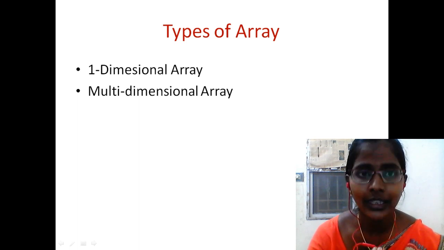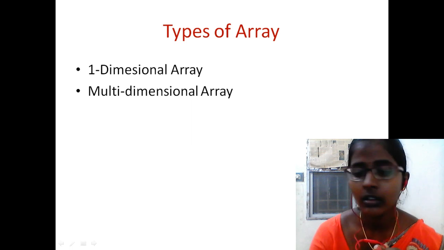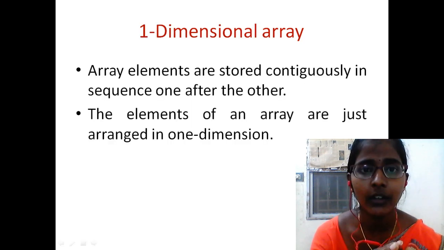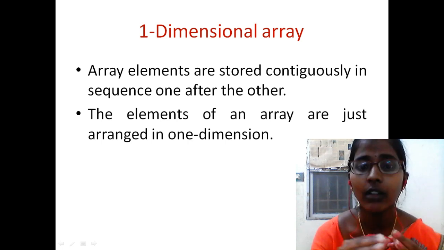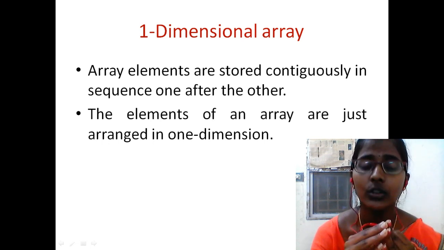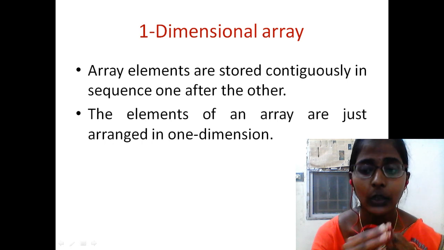An array has two types: one is the one-dimensional array and the other is the multi-dimensional array. A one-dimensional array is nothing but array elements stored continuously in a sequence, one after another. That is nothing but a list form. So the elements of an array are just arranged in a one-dimensional way. So the list will be given.